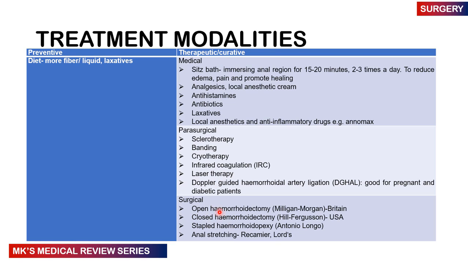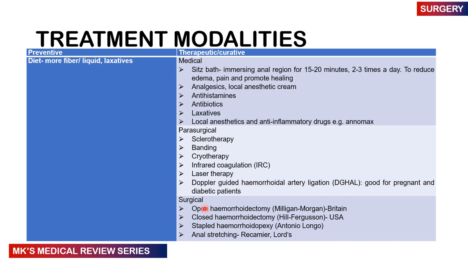Now, there is a surgical approach. There is an open hemorrhoidectomy that can be done. That's a Milligan-Morgan procedure, which was made famous in Britain. Then you may have a closed hemorrhoidectomy, which is the Hill-Ferguson procedure, which was made famous in the USA. Then you may have a stapled hemorrhoidopexy, which is the Antonio Longo procedure. You may also have anal stretching that can also be done. These are just different surgical modalities that can be taken to manage patients with hemorrhoids.